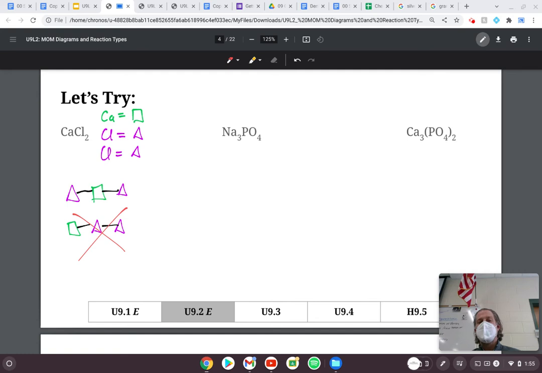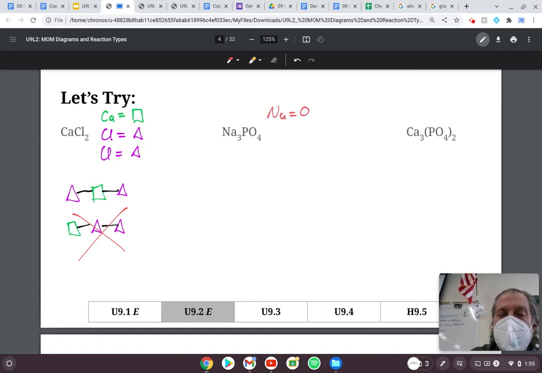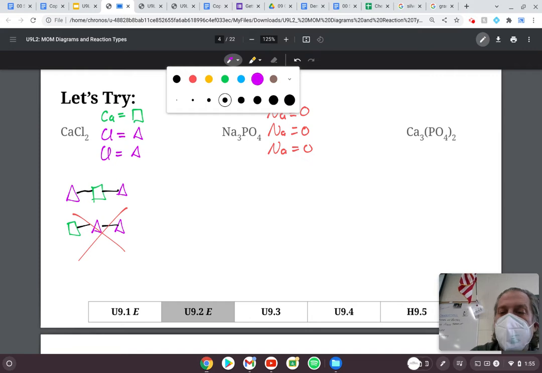So the next example is Na3PO4. And again, I'm just going to draw some structures here. So I'm going to identify that sodium, in this case, let's say sodium is a circle, and I've got 3 of them. And then I have PO4.